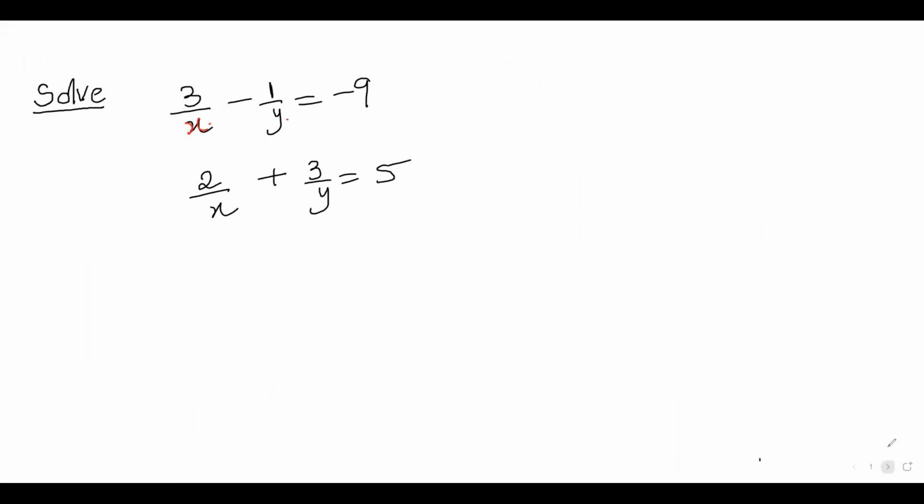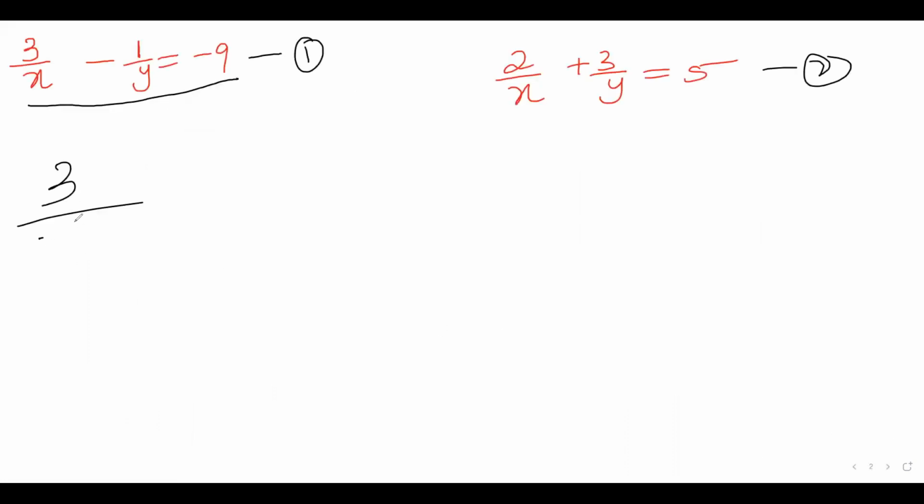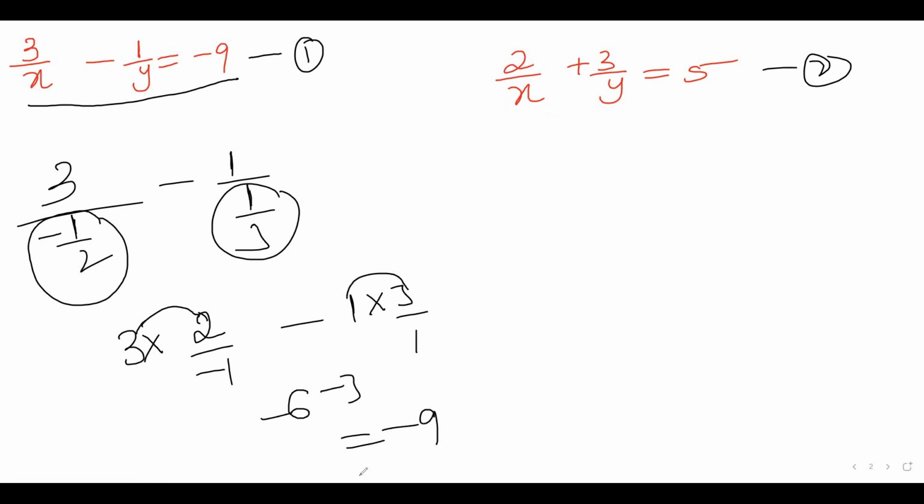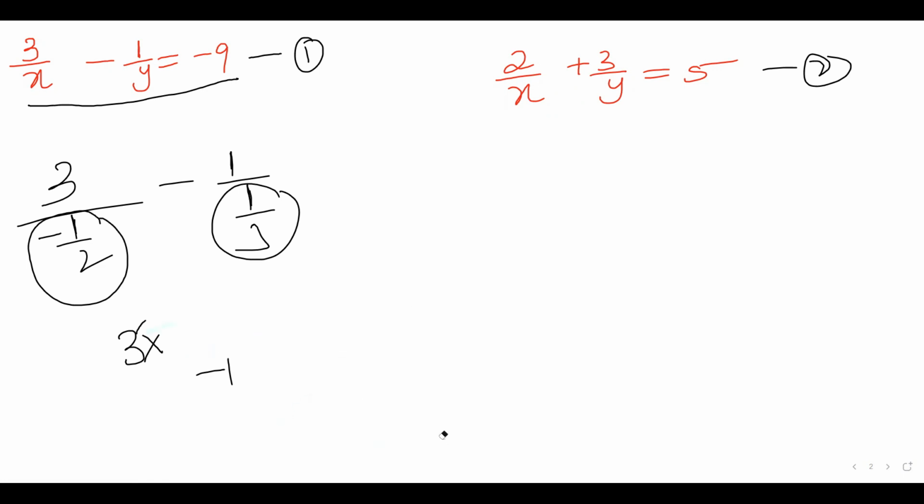Okay. The x value is minus 1 by 2, the y value is 1 by 3. This will become reciprocal. 3 into 2 by minus 1, 1 into 3 by 1. 1 by 3 will become 3 by 1. 3 2s are 6, minus will go up: minus 6. 3 1s are 3. Yes, I am getting minus 9. So my answer is correct. No need to verify in the examination.